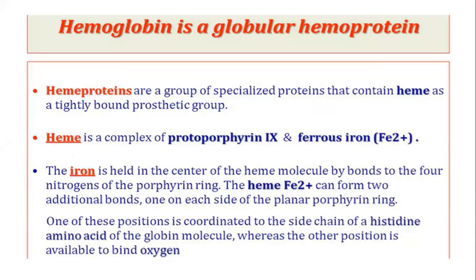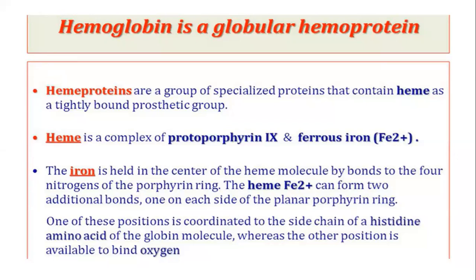So let us then look at hemoglobin from a slightly different perspective. So we've said hemoproteins are a group of specialized proteins that contain heme in them, and this is bound tightly by prosthetic groups within. And heme, as we already mentioned, is a complex protoporphyrin component with ferrous ion in it. So it is ferrous protoporphyrin. Okay, we already mentioned that, and we've seen how that has come into development.